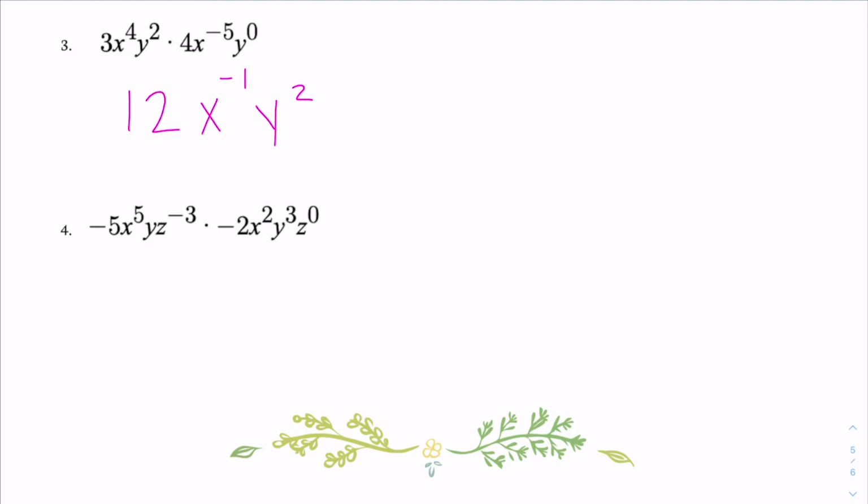Okay, we can't end an answer with a negative exponent, so we're going to leave the positive exponents up top in our numerator, and then the x to the power of positive 1 is in our denominator.